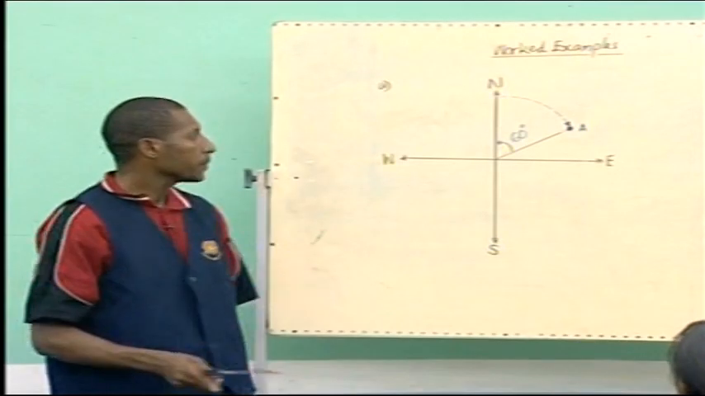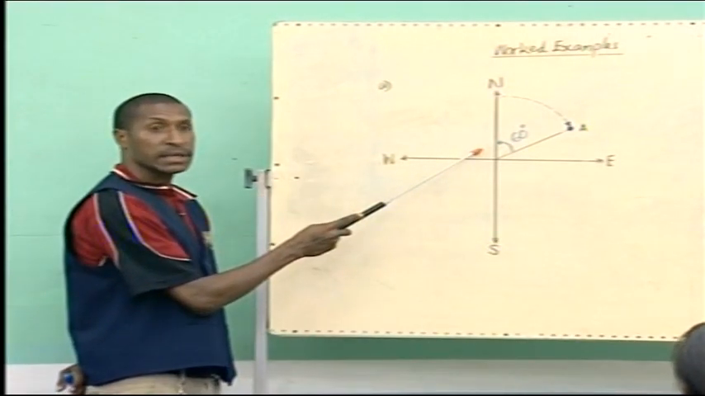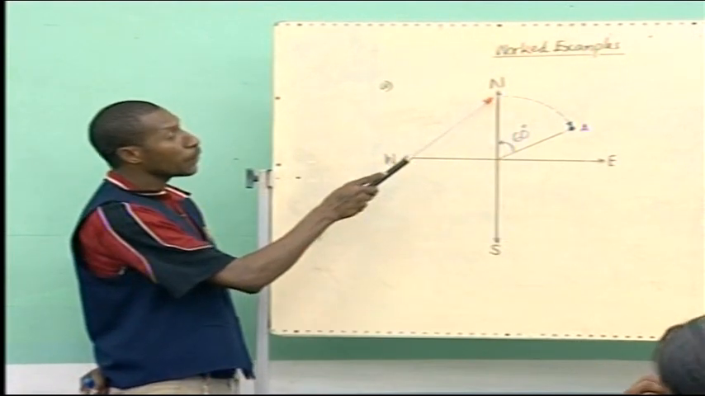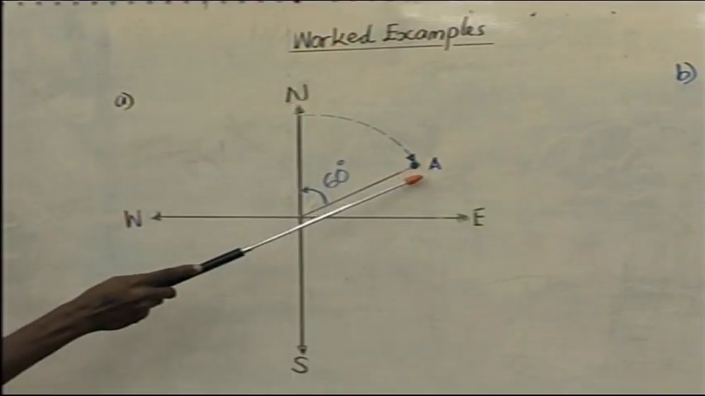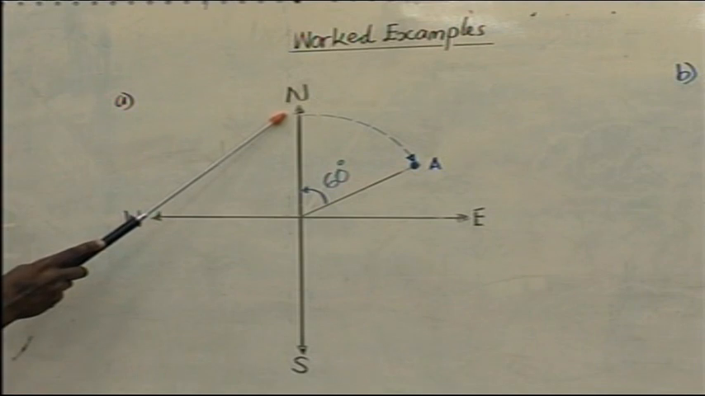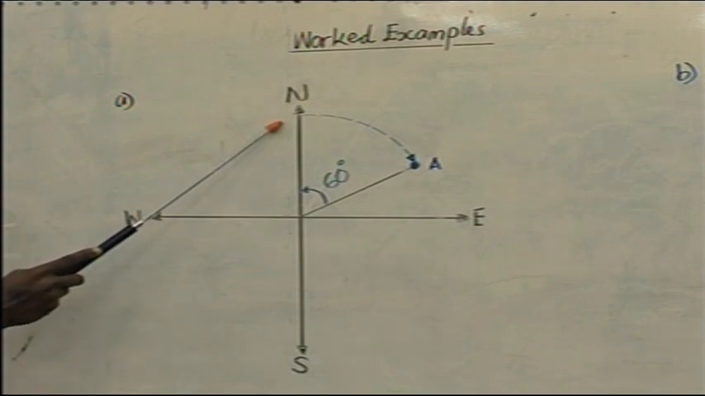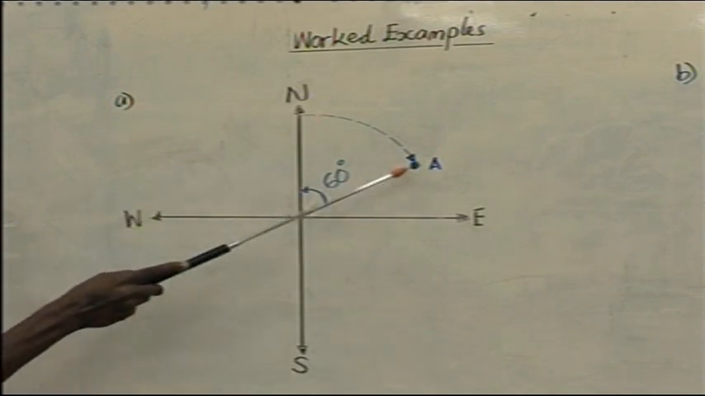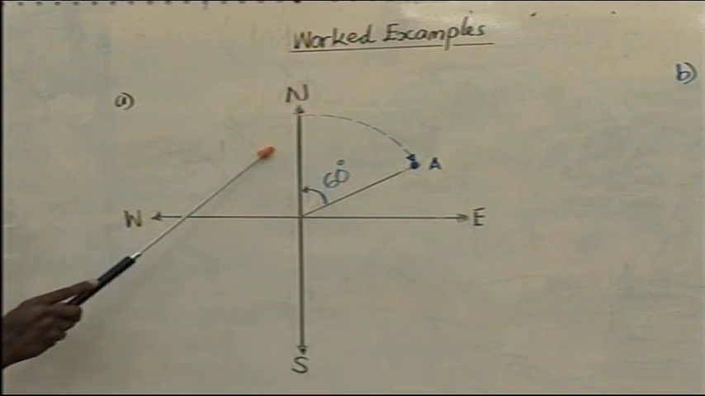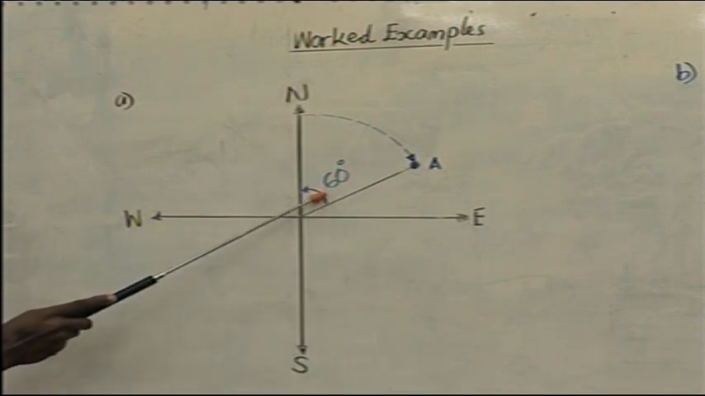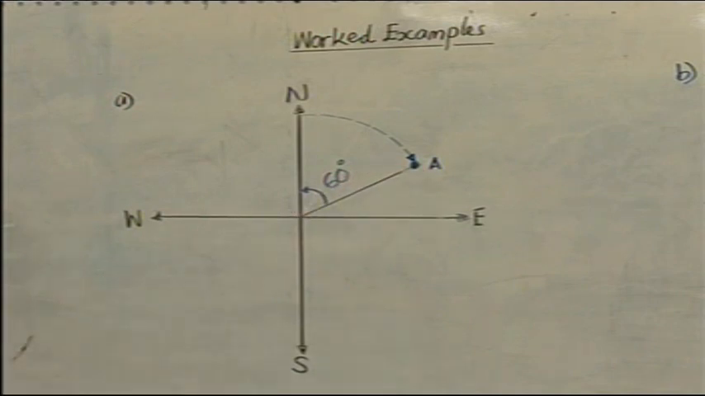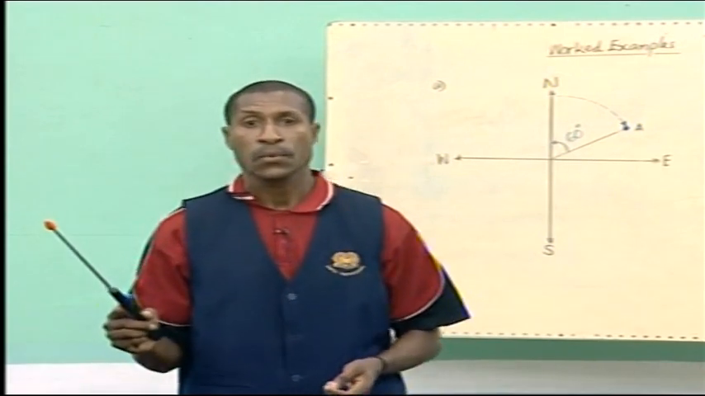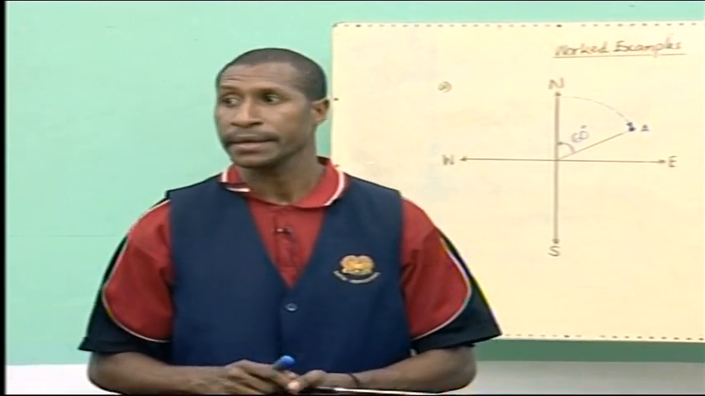Now, bearing always corresponds to the angle which is from north to point A. Okay, this is north. And bearing is always measured as the angle from north to point A. So in this case, the bearing of this point A is, can someone tell me, receiving students in 7 is? What is the bearing of that point A?